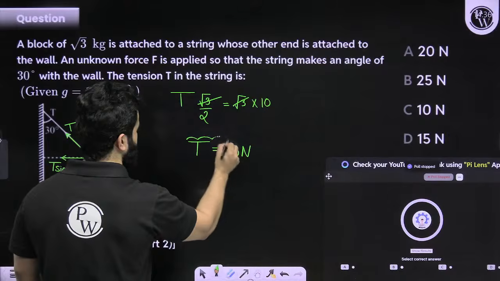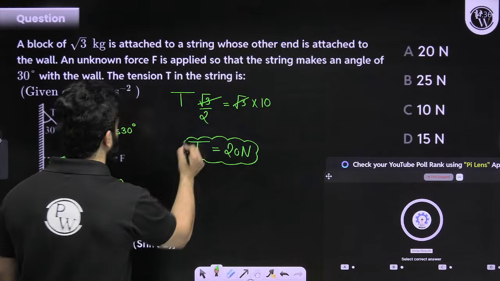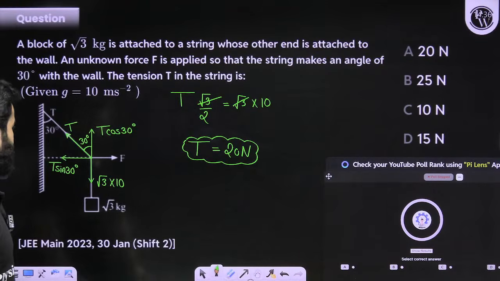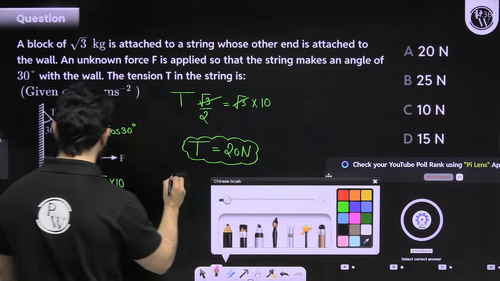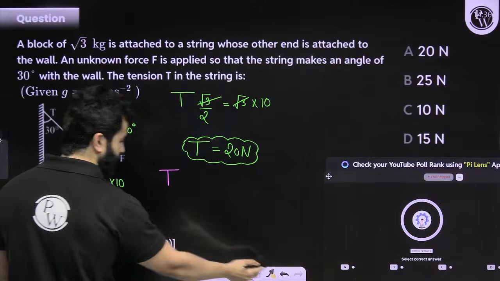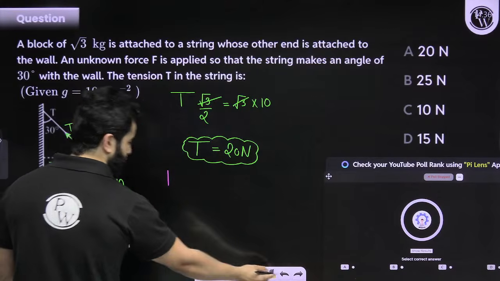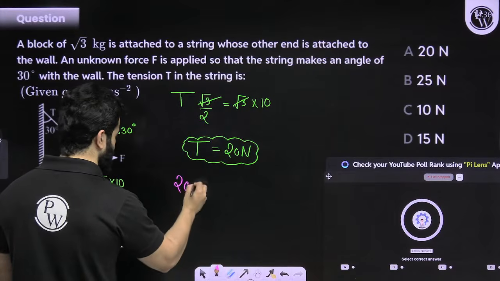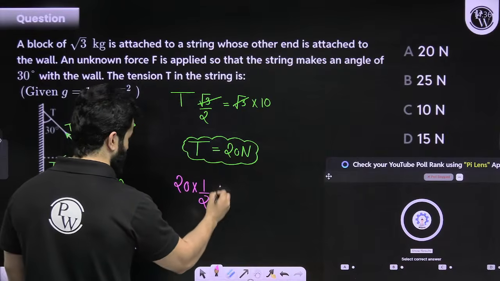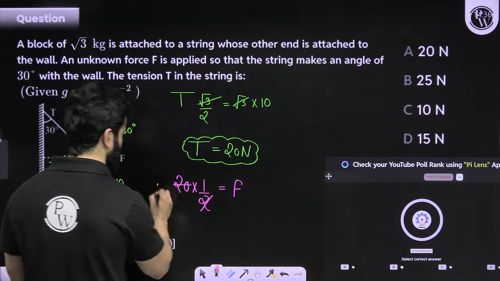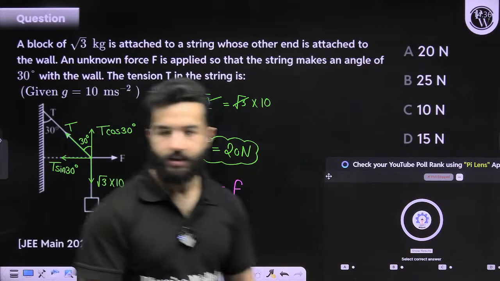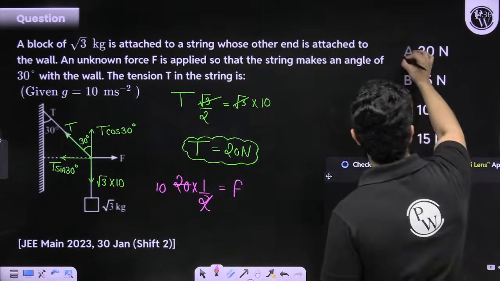If they are asking about tension, then our answer is over here. And if they also ask about the force, that would be T sin 30, that means 20 into 1 by 2 equals F, which is 10 Newton. Clear? So 20 is the correct answer for the tension.